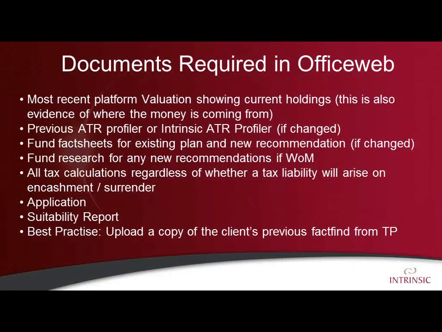Now, just moving on to which documents are mandatory for Office Web. So with all Bed and ISA cases, you need to upload the most recent platform valuation showing current holdings, and this is obviously evidence of where the source of money is coming from. You need a previous ATR profiler, either for PS or intrinsic, on the system. So if it is a PS profiler, you would just manually save that and upload it. And you might have completed an intrinsic report, say, in the last tax year, so again, you would just upload that.